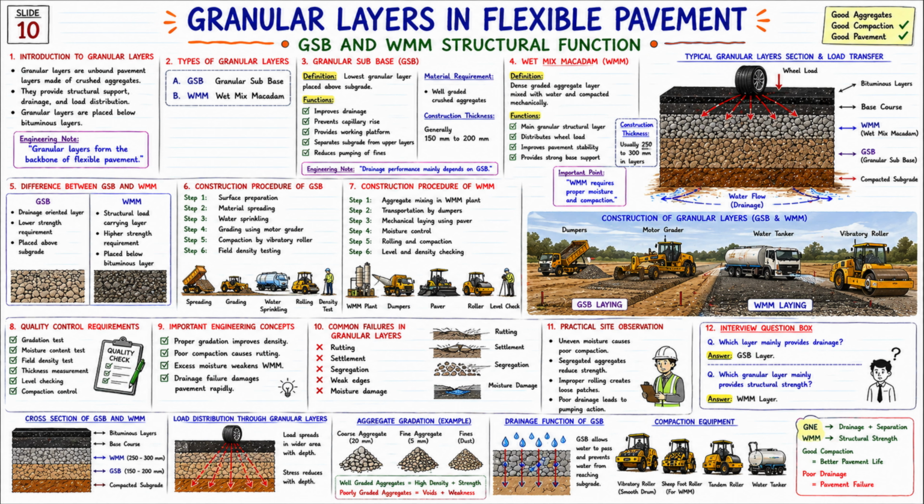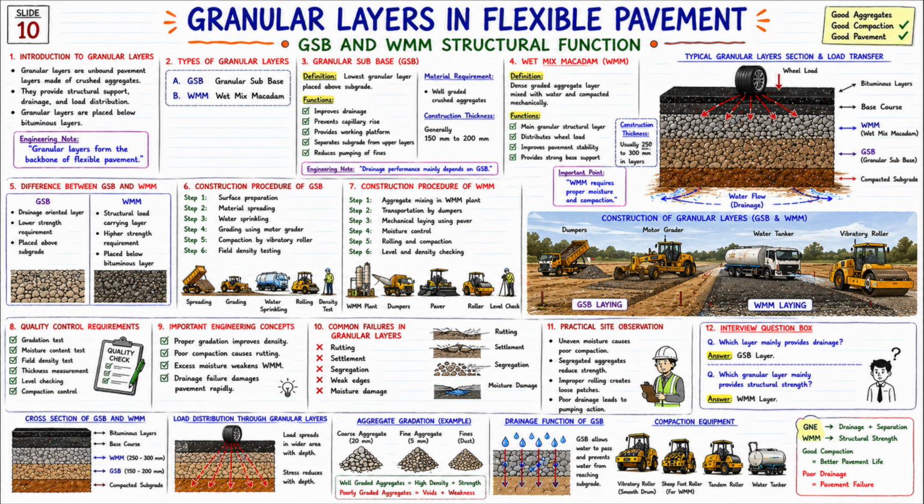GSB: drainage-oriented layer, lower strength requirement, placed above the subgrade. WMM: structural load-carrying layer, higher strength requirement, placed below the bituminous layer. And these two layers together form the pavement foundation. Now let us look at the sixth topic.